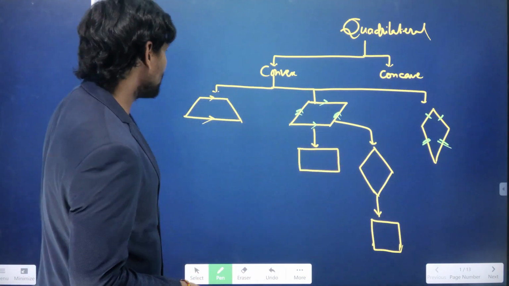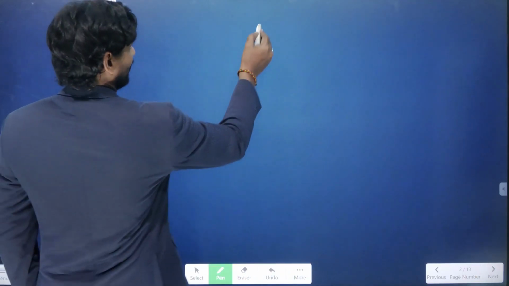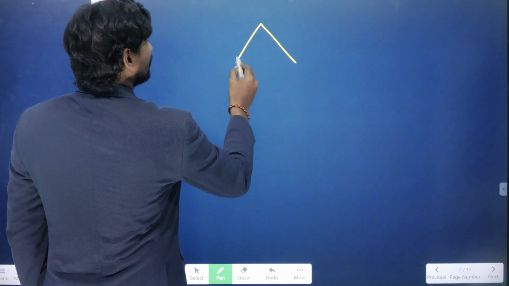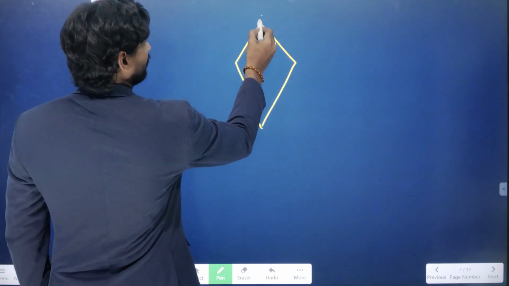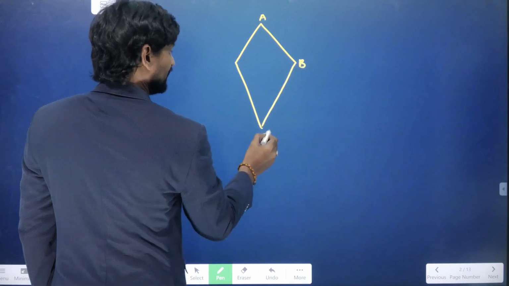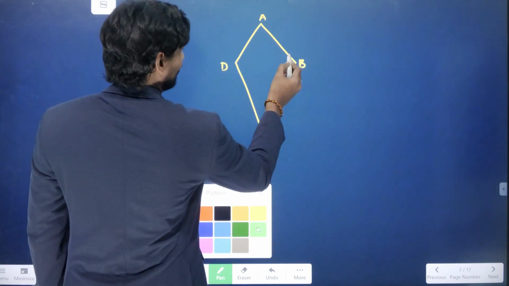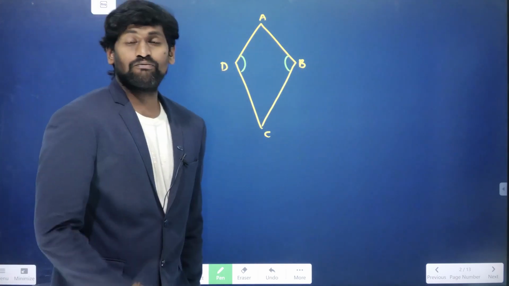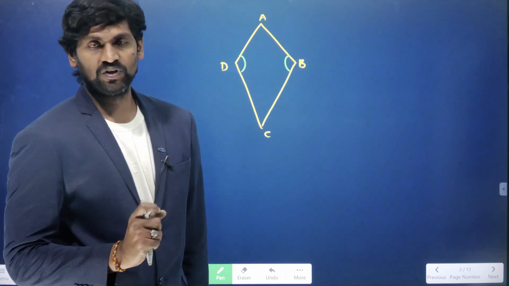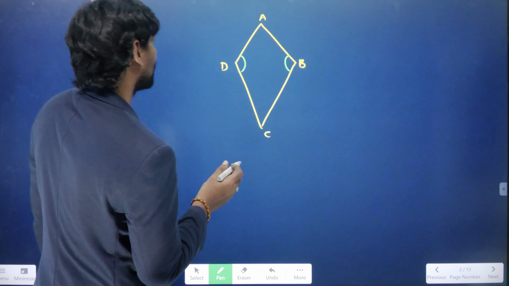And here are the properties of kite. We are discussing the properties of kite. One pair of opposite angles are equal. For example, if ABCD is a kite, angle B and angle D are opposite angles which measure equal. Only one pair, but not all.